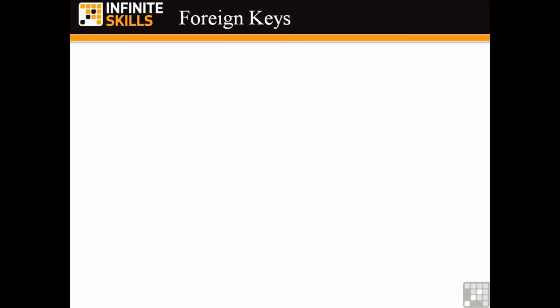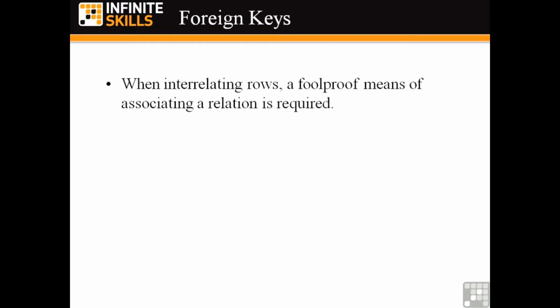We just talked about primary keys and the important role they play in uniquely identifying specific rows within our various tables. Next, I'd like to talk about foreign keys, which you can think of as the counterpart to the primary key. When interrelating rows which reside in separate tables within our database, we need a foolproof means of associating this relation.